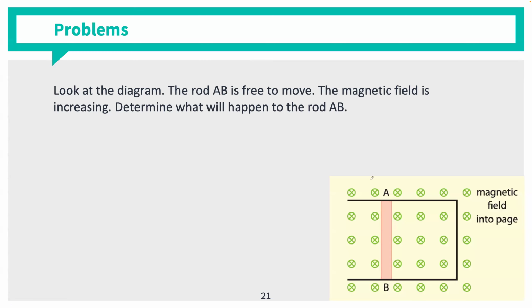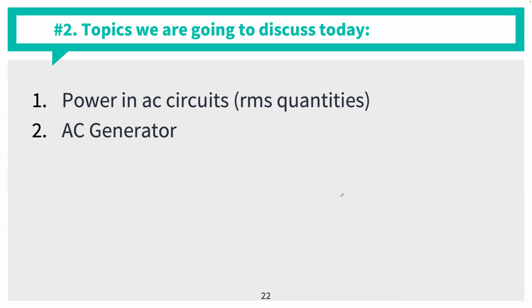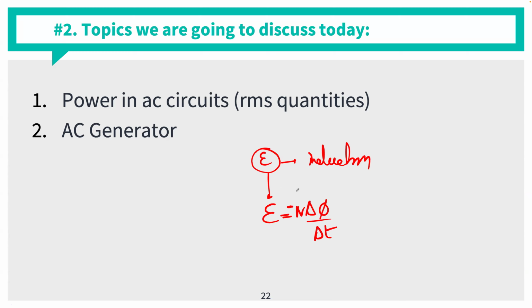Okay, next. So let's talk about the next topics, that is power in AC circuits and AC generator. Before that, there is a formula to be discussed, because we said EMF is induced due to the process called electromagnetic induction. And we said how much EMF is induced, that is according to Faraday's law, N into delta phi by delta T. And there's a negative in the formula due to Lenz's law.